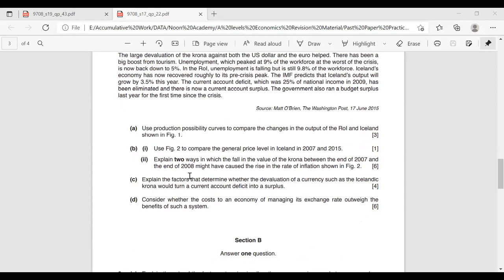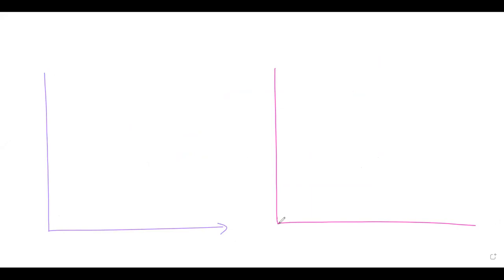Use production possibility curve to compare the changes in the output of the Republic of Ireland and Iceland shown in figure 1. Now think about this. So what will you do? How do we show it? The question is saying to use a production possibility curve to show the changes in the output for the two countries.